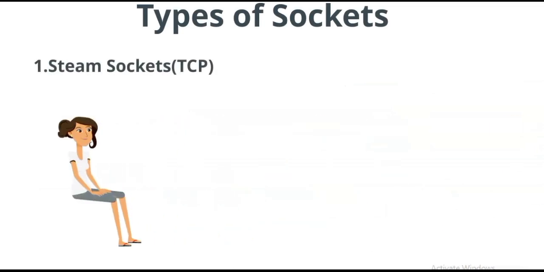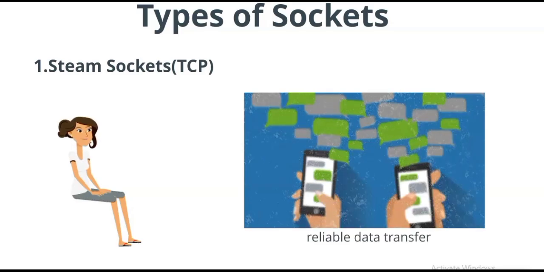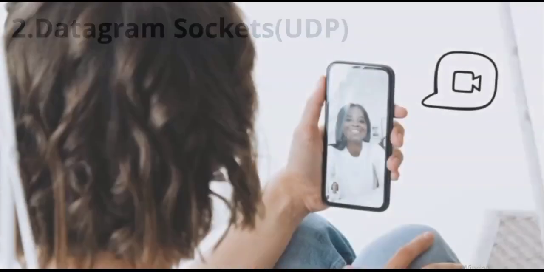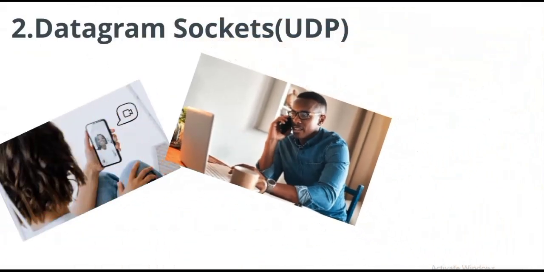Types of sockets. Stream sockets, TCP, provide reliable, two-way, connection-based byte streams. This is typically used in applications requiring reliable data transfer. Datagram sockets, UDP, provide connectionless, unreliable messages. This is typically used in applications where speed is critical and occasional data loss is acceptable.